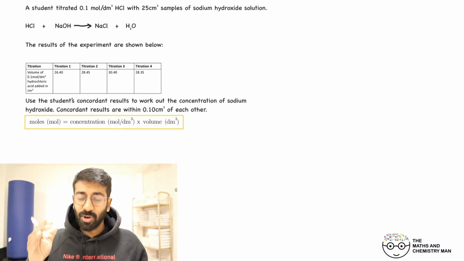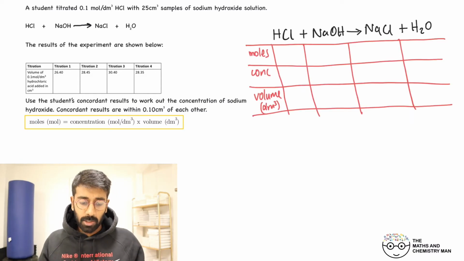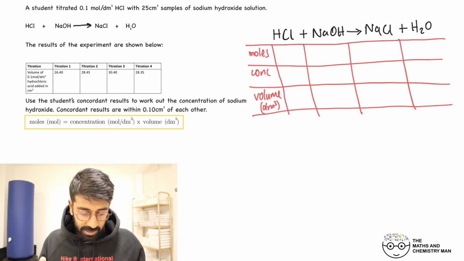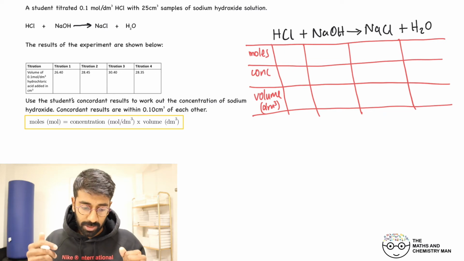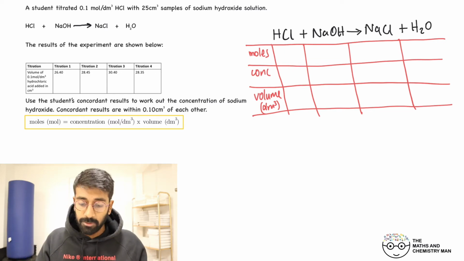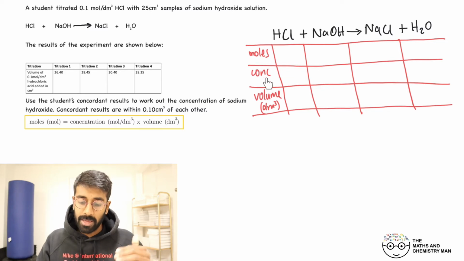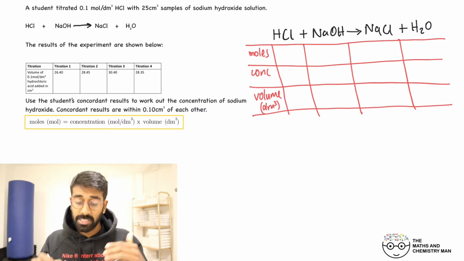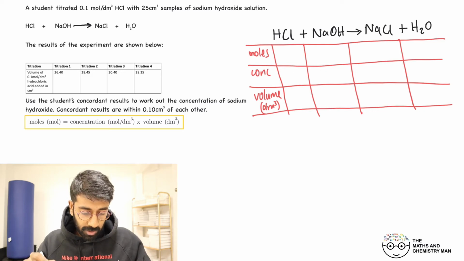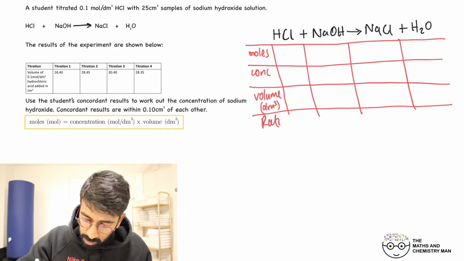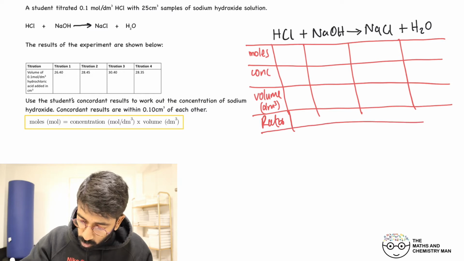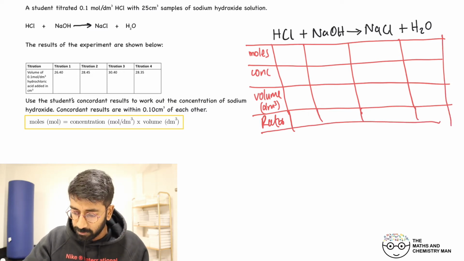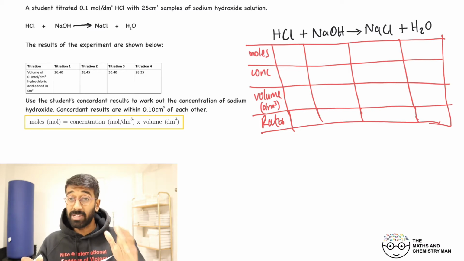Righto, time to go through the answers then. So I've drawn a slightly different table this time to help you solve this question. So instead of having mass, MR, moles, and ratio, this time what we've got is moles, concentration, and volume, right? We can put ratio underneath that as well. So let me just add that in now. So ratio underneath here. There we go. And now it's a little bit different to the other one, but yeah, memorize this. It will really help you.